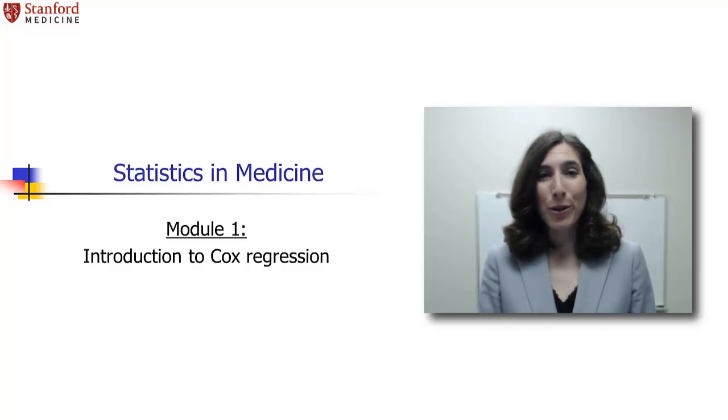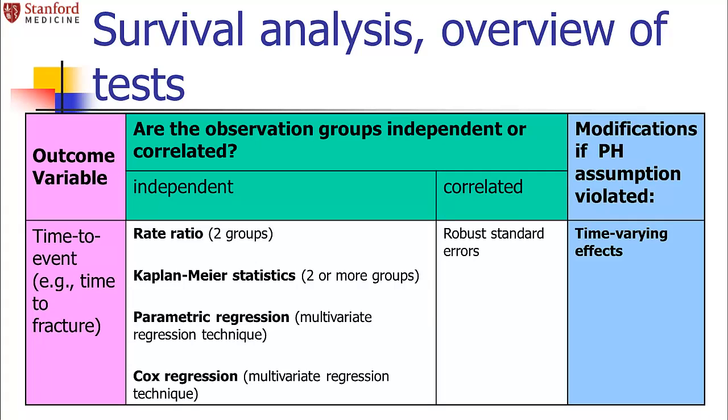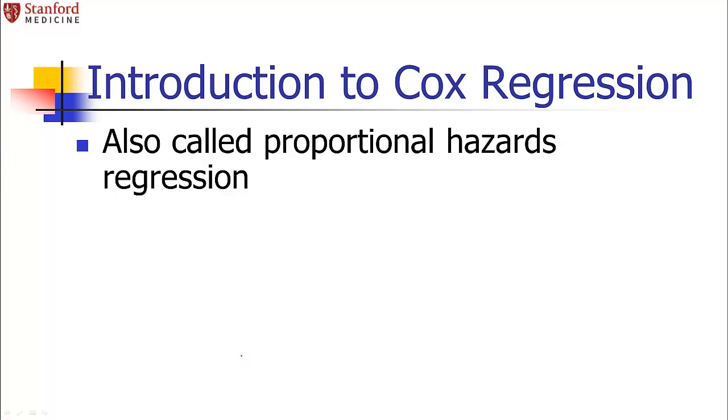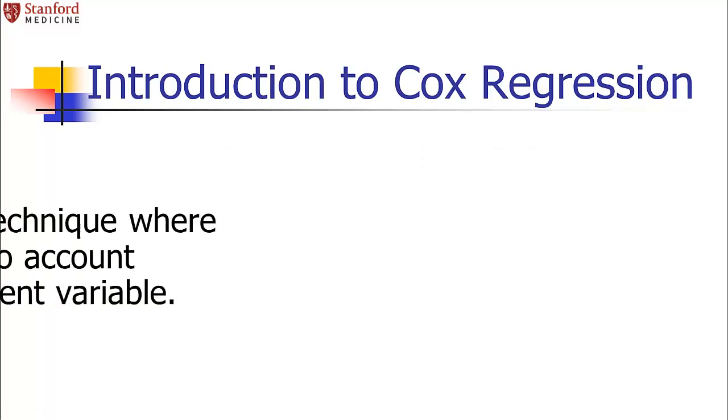In this next module, I'm going to introduce you to Cox regression. So in this module, we're going to get to the multivariate regression technique called Cox regression. Cox regression is sometimes also called proportional hazards regression, and that's because inherent in Cox regression is this assumption called the proportional hazards assumption that's very essential, and we'll talk about what that is. So you'll sometimes see it called that.